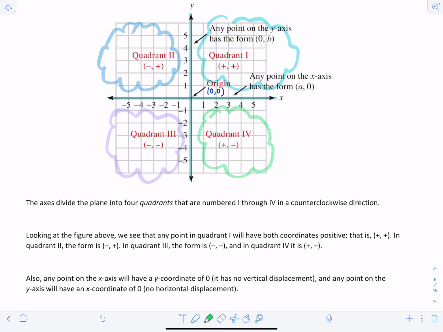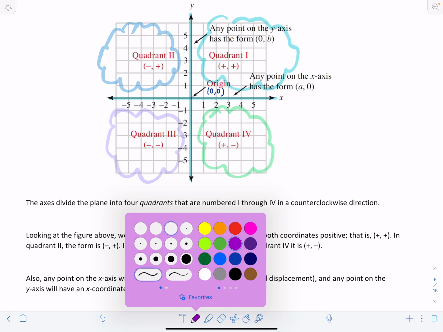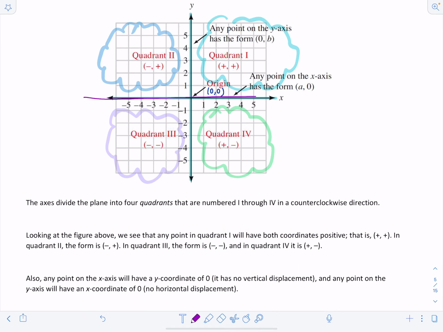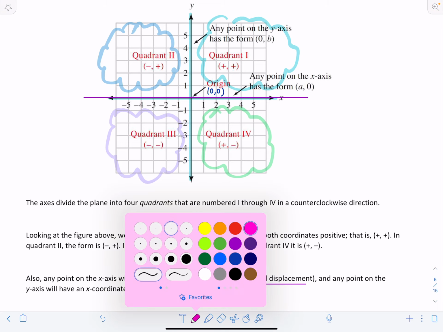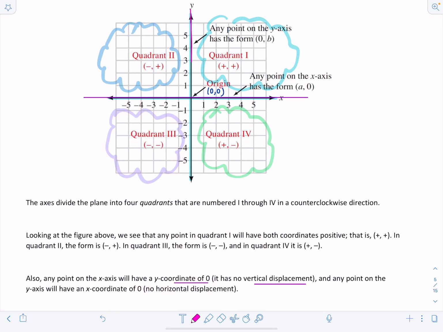Also, any point that's on the x-axis, so any point on this line here, will have a y coordinate of 0, meaning it has no vertical displacement. And any point on the y-axis, so any point that lives here on the y-axis, will have an x coordinate of 0, meaning there's no horizontal displacement.